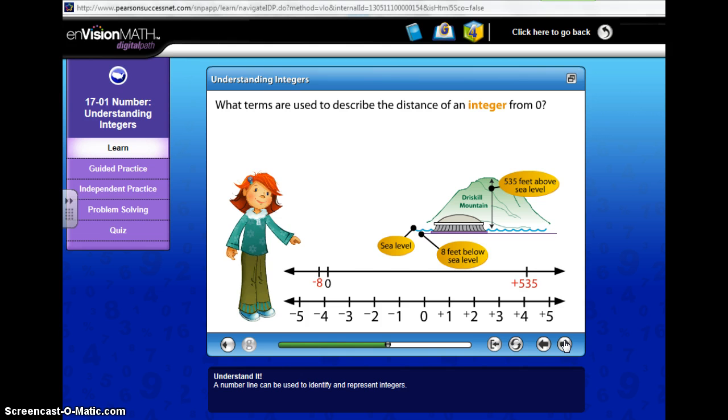So what term do we use to describe the distance of an integer from 0? Well, in social studies, I know you have learned this word before. We call it magnitude. So we always have to say the name of the integer, and we always have to say the word that goes with it, the magnitude. That means negative or positive.